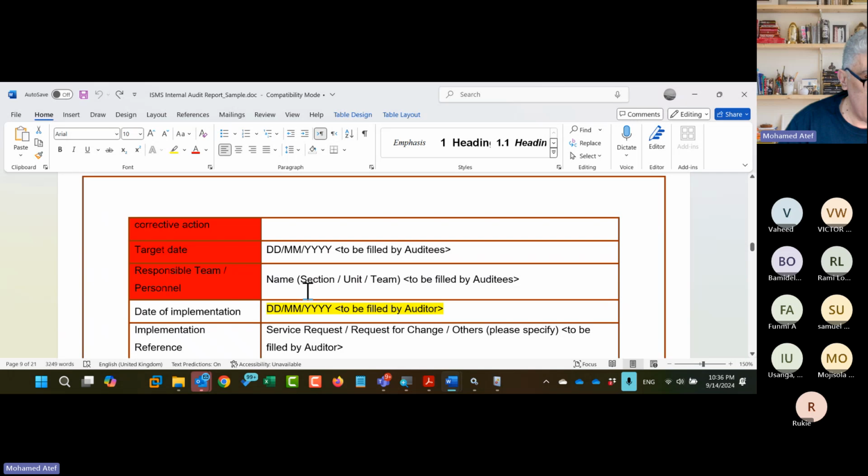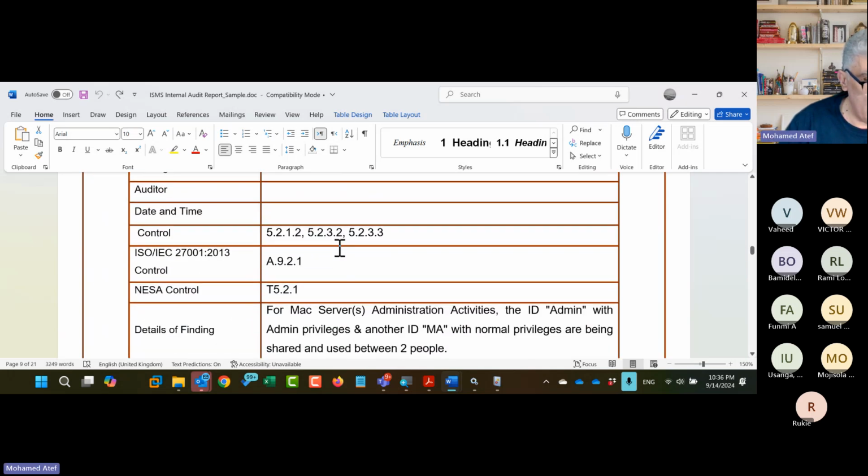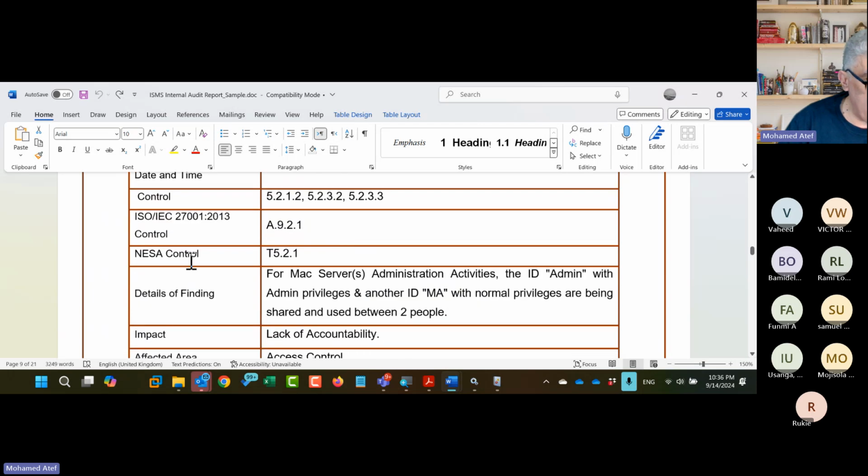Scrolling down, let's take one more. Finding 3, also a non-conformity. Here is the finding, and let me know your feedback about it. Those people do have a server, but it's a Mac server, not a normal Windows server. I really want to know your feedback on this. This Mac server is very critical for their business. They are doing something very critical in this organization using it, so it's very, very important.